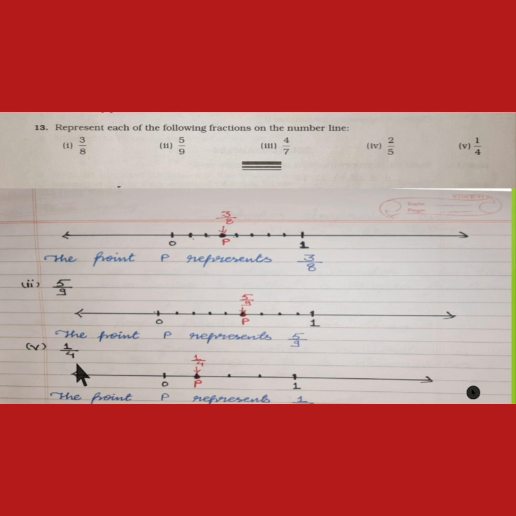Next is 1 upon 4. In between 0 and 1 we make 4 equal parts. First, second, third, and the fourth part is 1. And remember always, when we make 4 parts, the fourth part is 1. When we make 9 equal parts, the ninth part is 1. When we make 8 equal parts, the eighth part is 1. For this one we go to the first part because the numerator is 1. So the point P represents 1 upon 4. Similarly, you do the other questions.